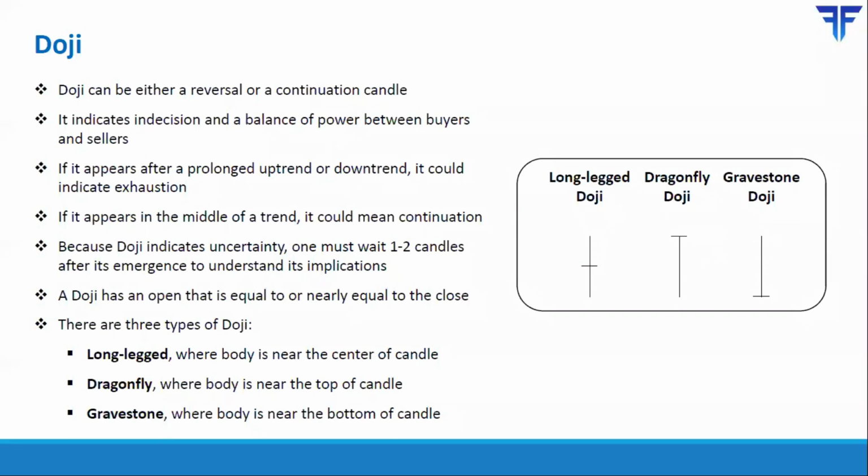So, a doji, if you look at it only by itself, could either be a reversal or a continuation pattern. In most of the cases, it turns out to be a continuation pattern unless it is appearing after a very strong rally in price or after a very strong decline in price. Most of the time, as I said, it turns out to be a continuation pattern.